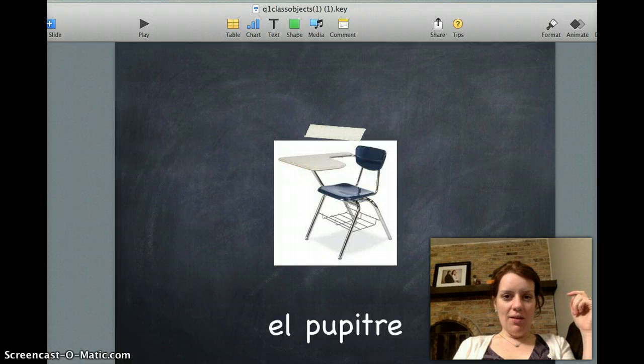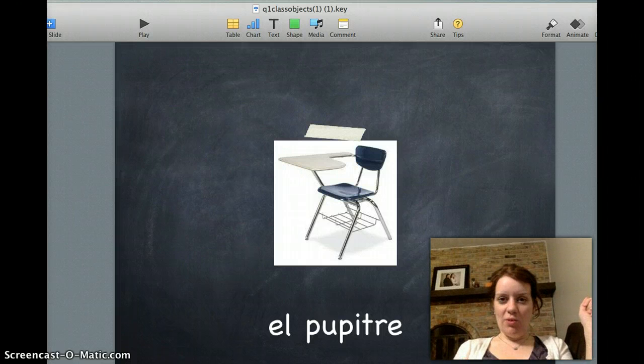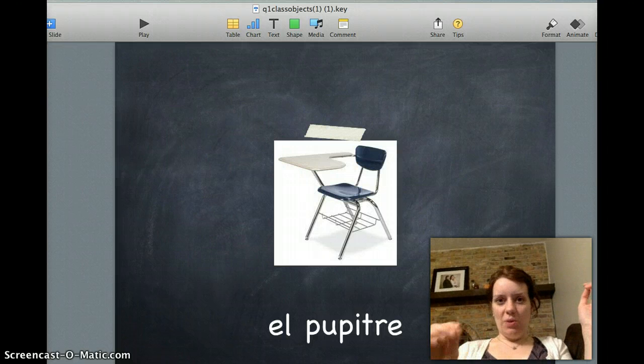Escritorio typically is used for the teacher desk, pupitre used for student desk, but there's some interchange. So escritorio is usually the word I use even for student desks. And the Latin root you see there maybe is escribir, which means to write, or scribe, English word. So it's a place where you write.